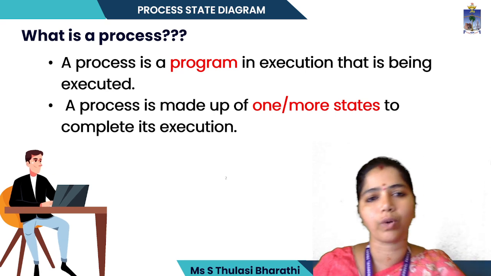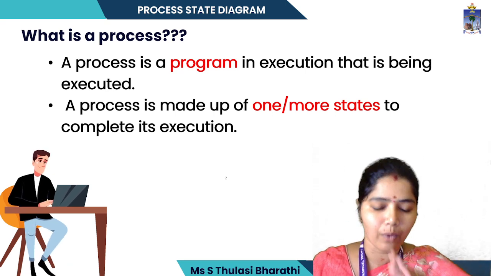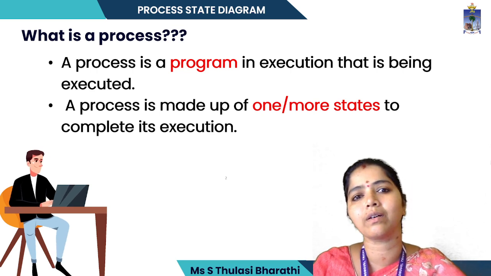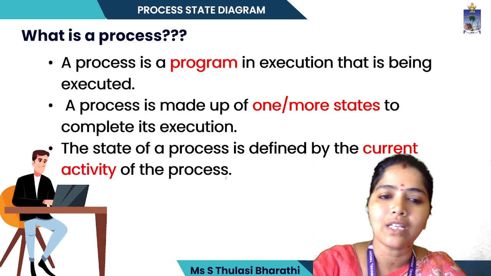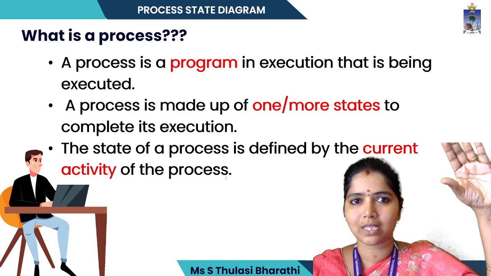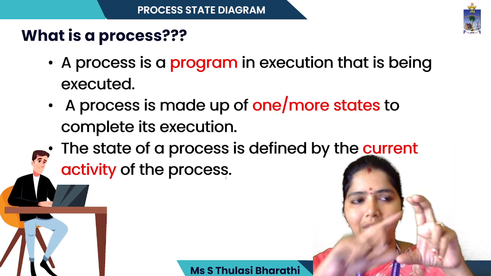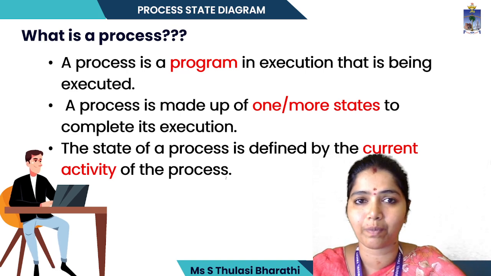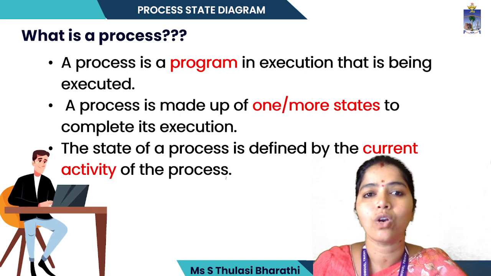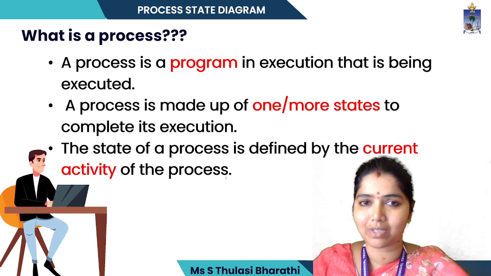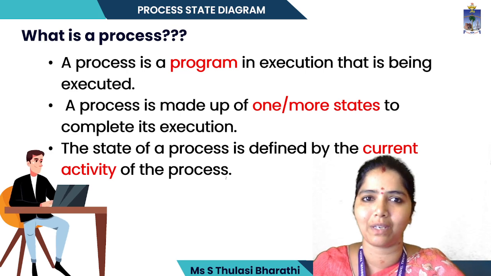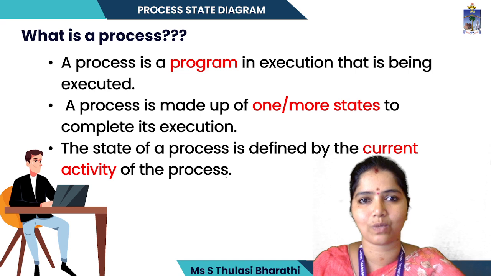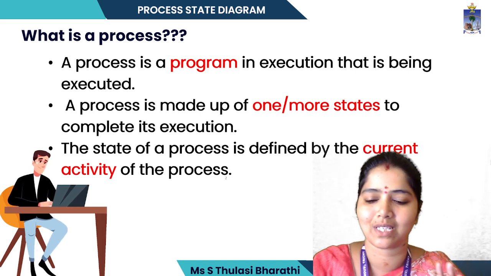That particular process does not have one single state; one or more states are there to make that execution complete. So we have a process, inside it a program with many instructions, and that will have one or more states. And what is a state? State means what activity the process is doing at present. The current activity of the process, we call it the state of a process.